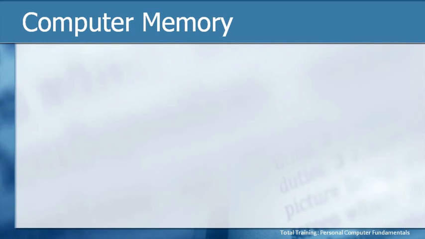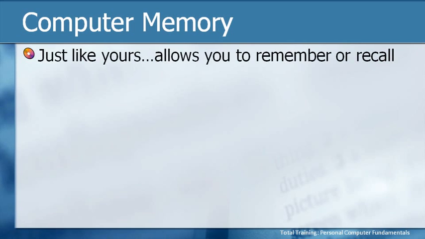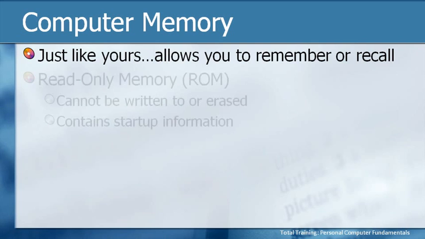So let's see if we can, again, take it from the top, make it very general, but also make it so you can understand what computer memory is about. Computer memory is just like yours. You have memory, and your memory allows you to remember or recall information. That's exactly the same thing that computer memory does.